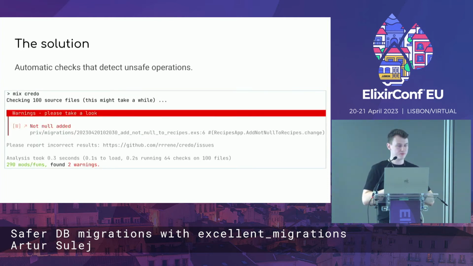So the solution that I'm talking about is a tool that automatically analyzes your migration files, gives you hints about what may be unsafe, and produces a log like this one that you can see.